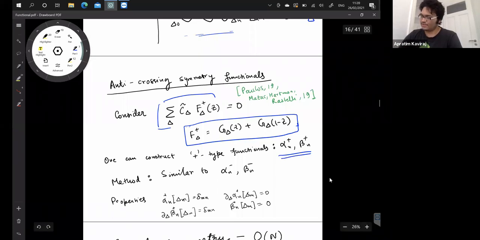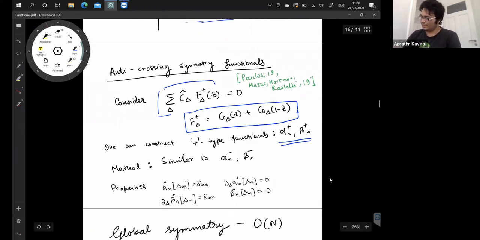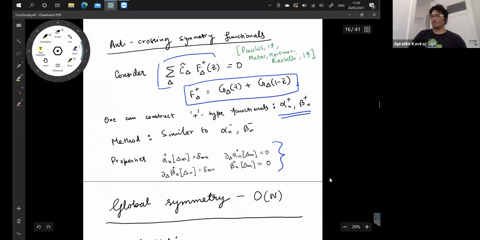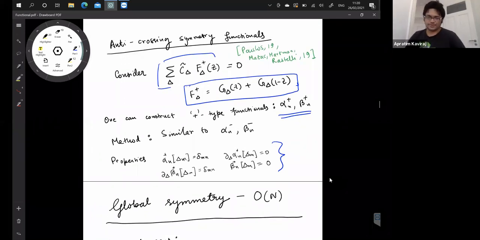So the plus type functionals, the method of getting them is very similar to alphas and betas. So I don't mention them separately, and the properties are also similar. So everything that I just told you about minus type functionals can be done for plus type, with alpha plus and beta plus chosen in a proper way. So any questions so far? I'm going to move on to ON.